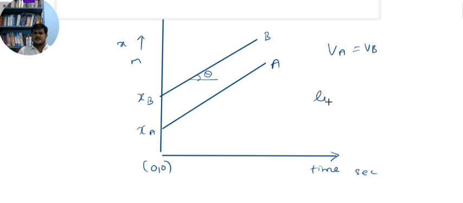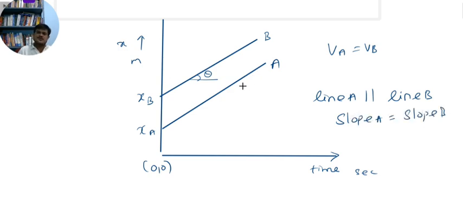Line A is parallel to line B, so the slopes are equal: the slope of A equals the slope of B. For slope, I draw two points with this y length and this x length. The y length is del y and the x length is del x. Del y is displacement, del x is time.